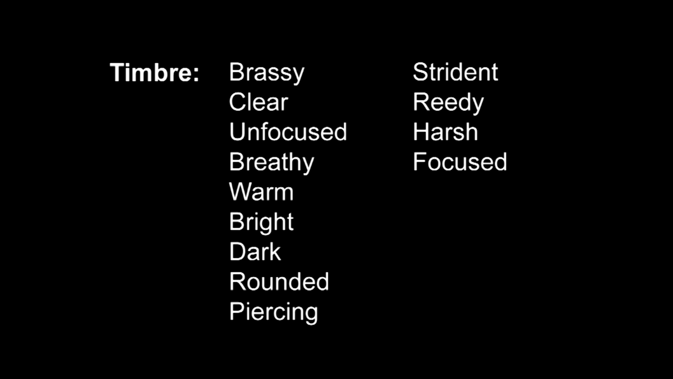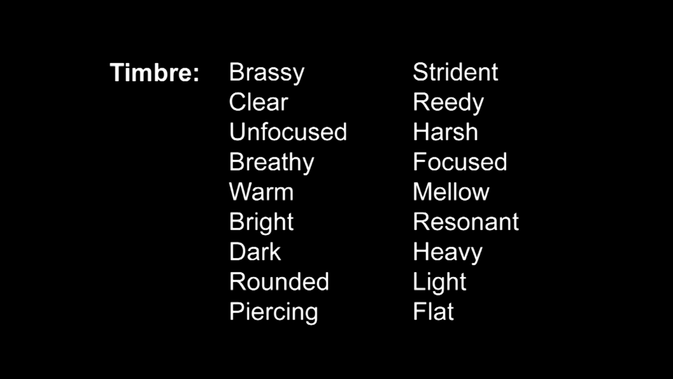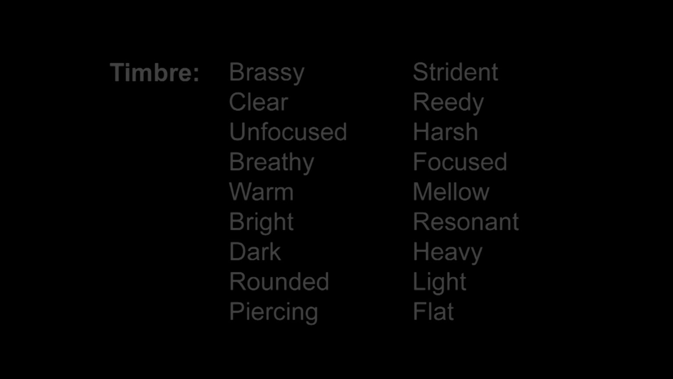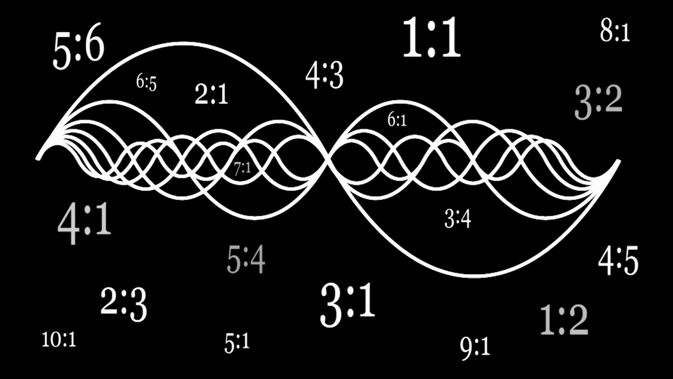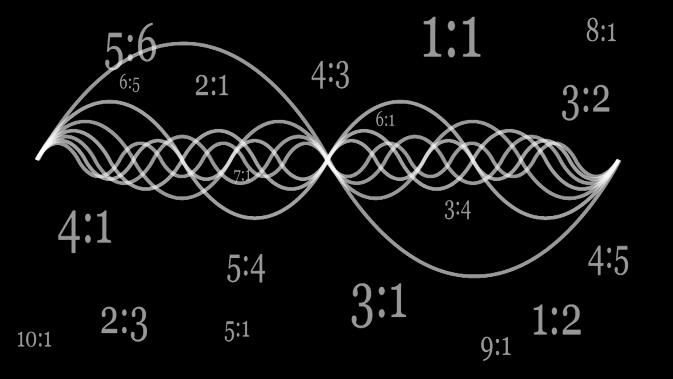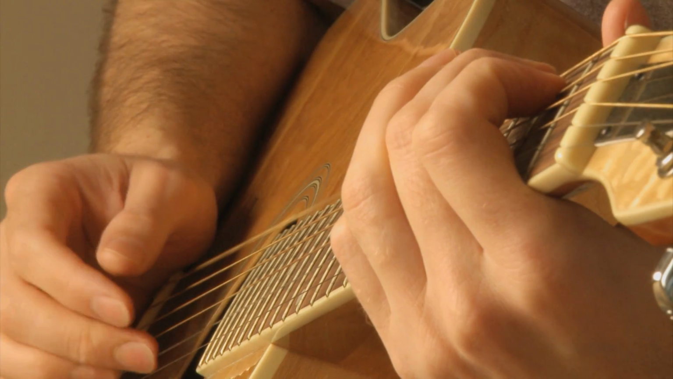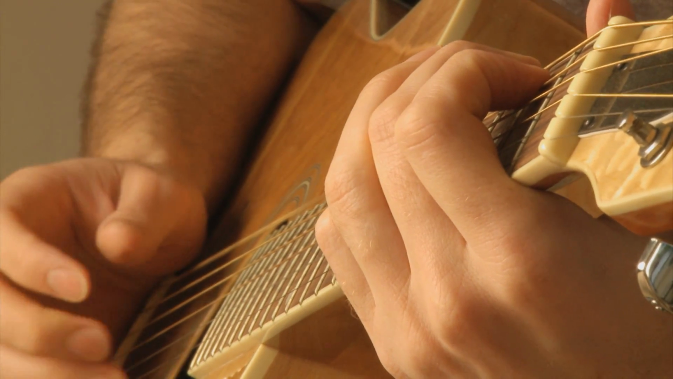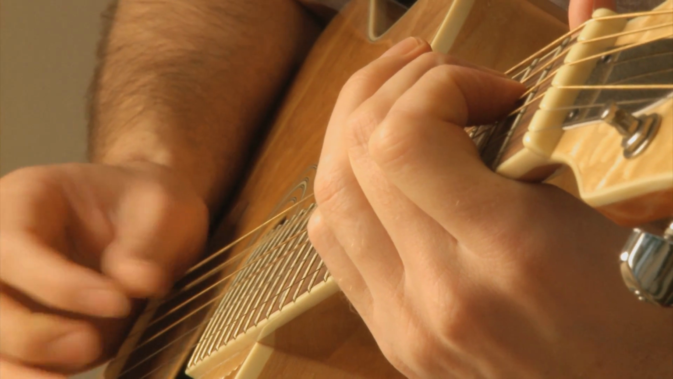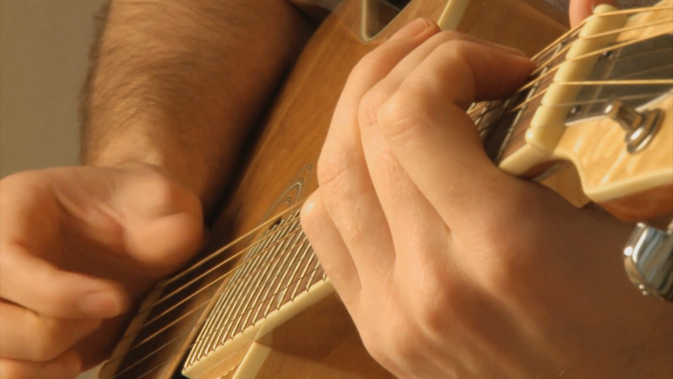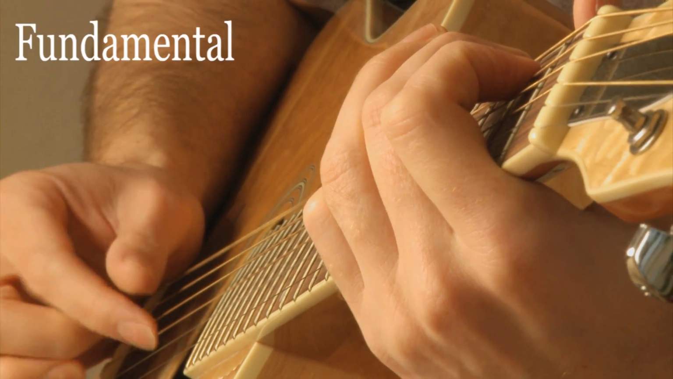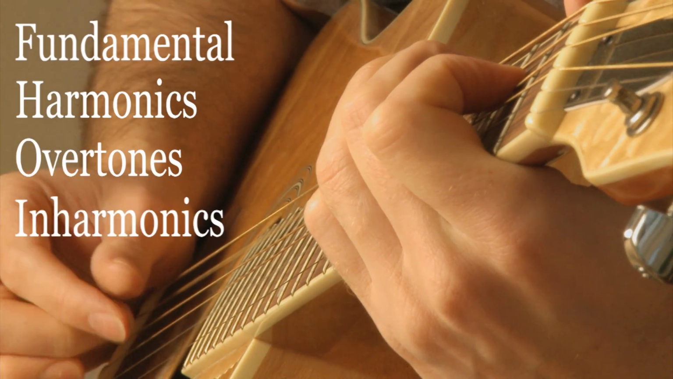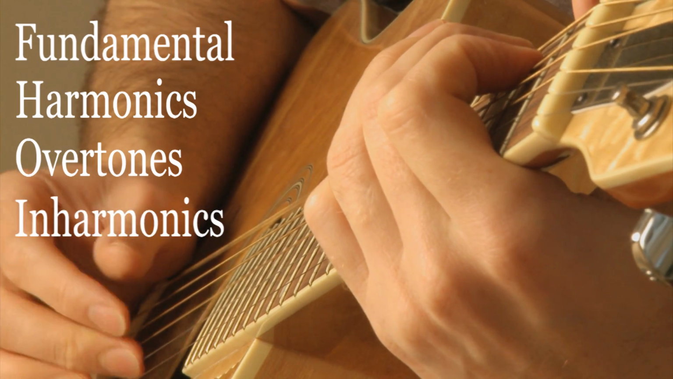There are many words we use to describe timbre: brassy, clear, unfocused, breathy, warm, bright. Some of these words are interchangeable and some have different meanings to different people, so we make no effort to define them. Instead, at MIT, we focus on the mathematical relationships between each component of timbre. If you were to listen carefully as you pluck a string on a guitar, you would not only hear the vibration of the main note, but a variety of other vibrations which are mathematically related. These vibrations are known as the fundamental, harmonics, overtones, and inharmonics. Let's take a look at each of these components in depth.